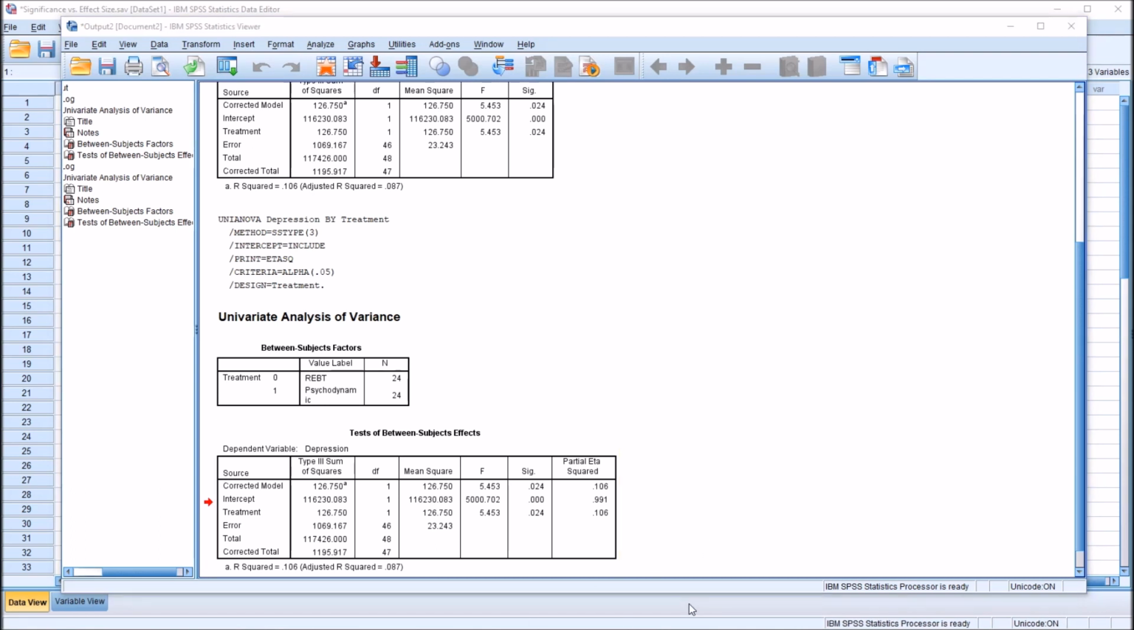Eta squared in an ANOVA would be different. Large would be 0.14 or 14%, medium 6% to 14%, and small 1% to 6%. So as you conduct analyses and you perform various inferential statistics, keep in mind that significance, the p-value, and the effect size are different concepts. One's not better than the other. They're used for different purposes. So we test a null hypothesis using the significance level, and we determine how important a difference is using the effect size.